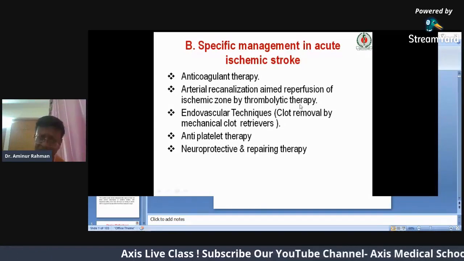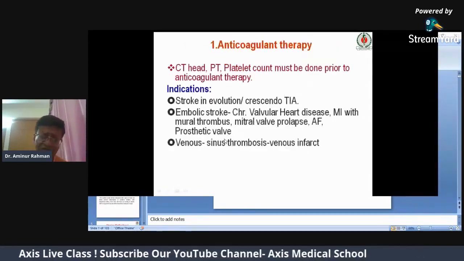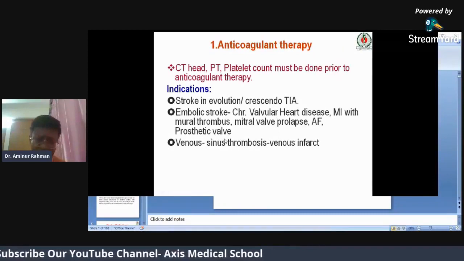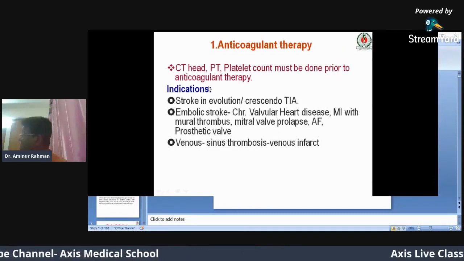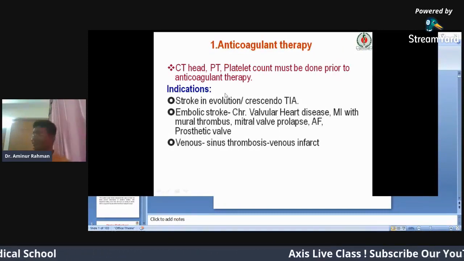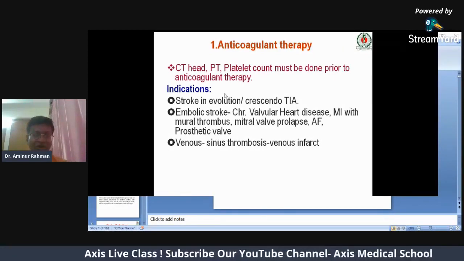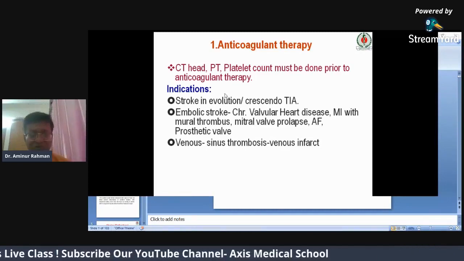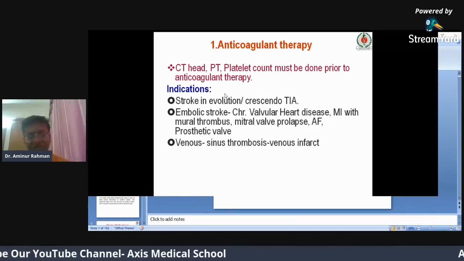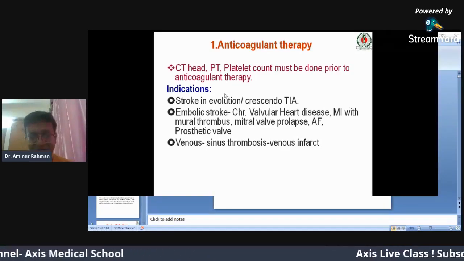Perfusion, ischemic zone, thrombolysis, mechanical thrombectomy, antiplatelet, neuroprotection. What is the anticoagulant therapy? CT head is the prerequisite for antiplatelet. Prothrombin time and platelet count must be done prior to anticoagulant therapy.